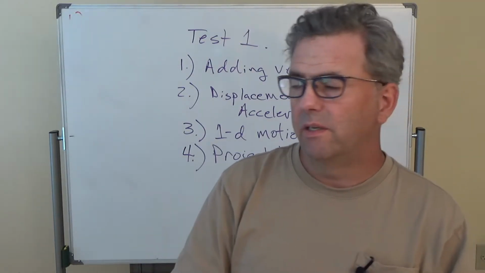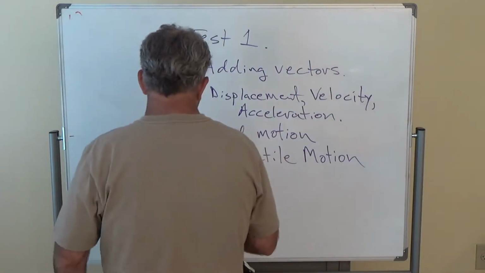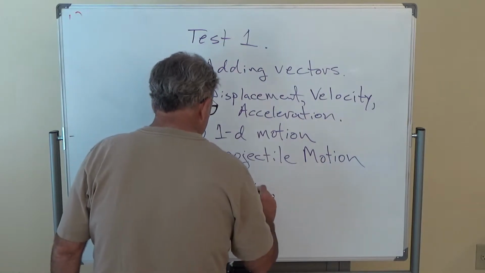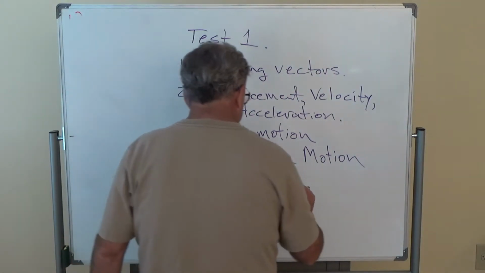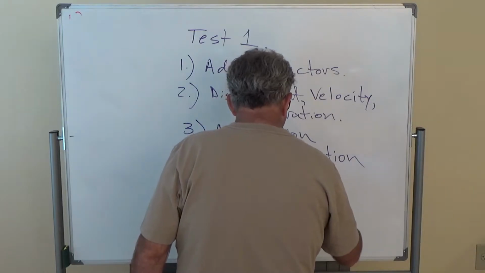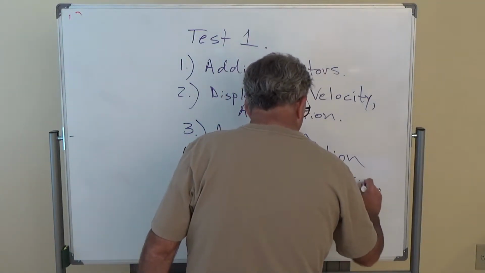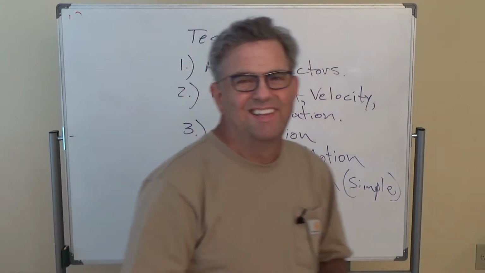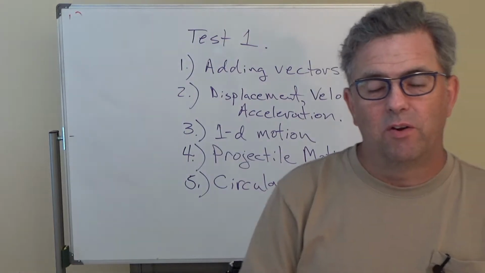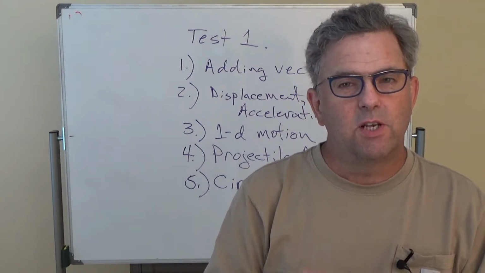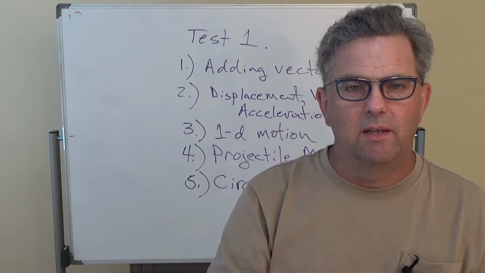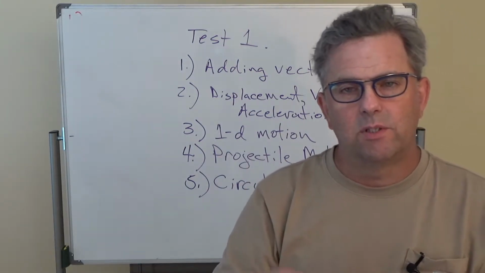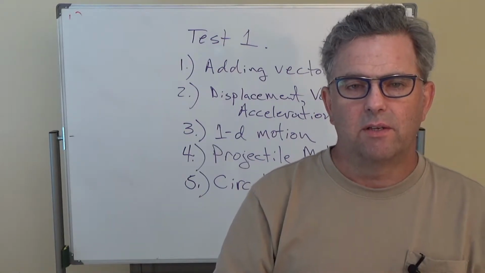Number 5, circular motion. Simple. We haven't done a lot with uniform circular motion. So a simple, straightforward problem: an object's rotating. What's the centripetal acceleration? What's the tangential velocity? What's the period? All those kinds of things.